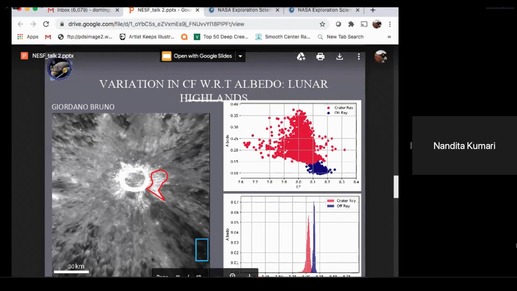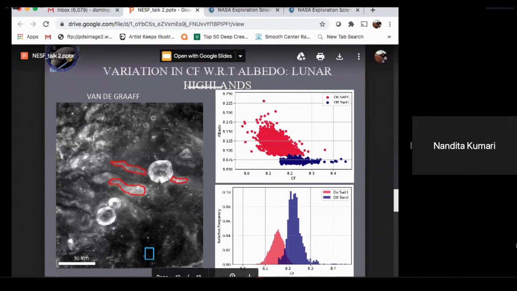Okay. So the first thing I looked at was the variation in CF with respect to albedo in the lunar highlands. This is a highland crater, Giordano Bruno, and here you can see I've taken two locations with essentially the same bulk silicate composition, but different albedos. As you can see, with the decrease in albedo, CF shifts towards longer wavelengths, a redshift in CF, not reddening, but rather a redshift in CF. Next slide, please.